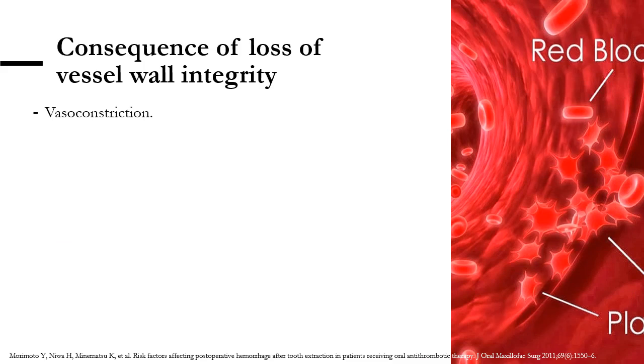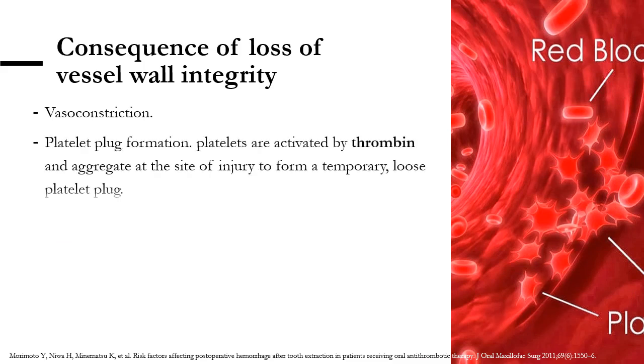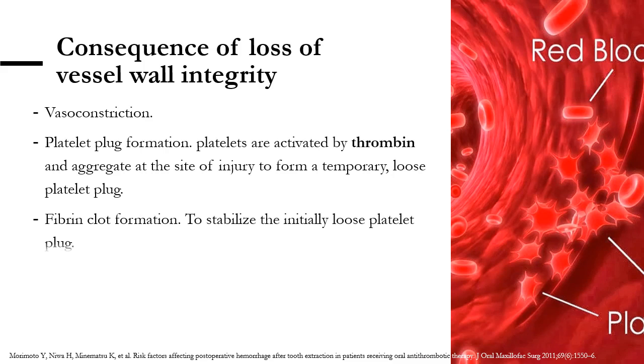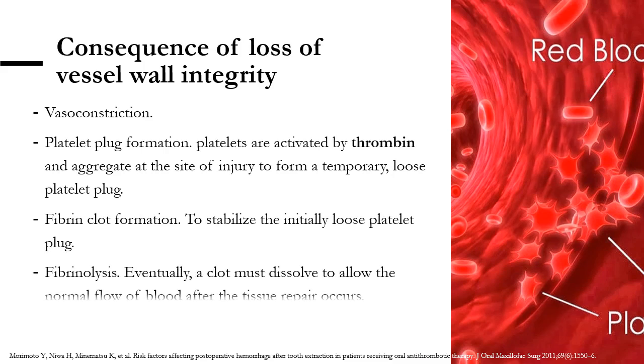Coming to the consequences of loss of vessel wall integrity, vasoconstriction is an initial phase which limits the flow of the blood to the area. And then there is formation of the platelet plug. Usually after vasoconstriction, the platelets are activated with thrombin, and they get aggregated at the site of injury to form a temporary loose platelet plug. This clumping activity is stimulated by a protein, fibrinogen, and the platelets binding to the collagen, which gets exposed following rupture of the endothelial lining of the injured vessel.